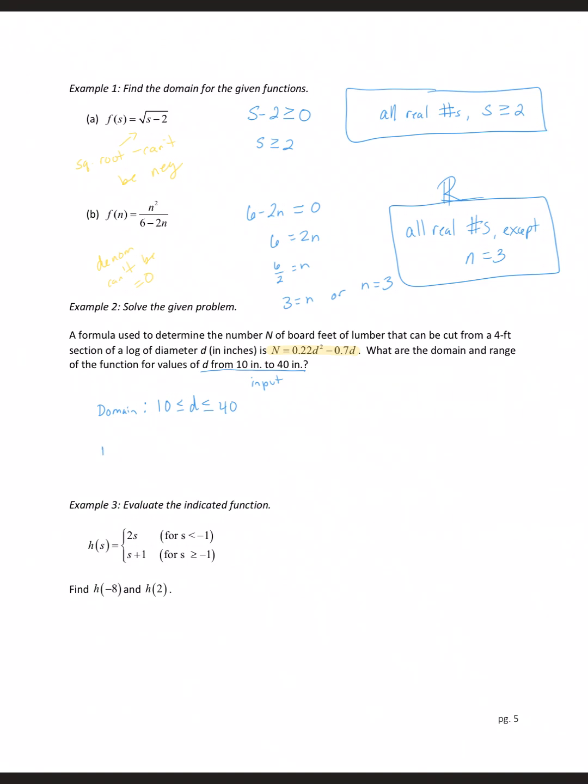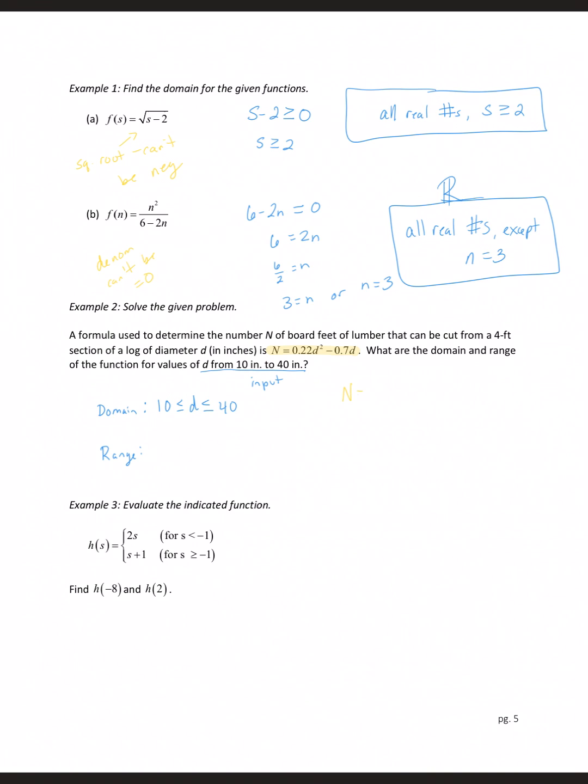Now this problem is also asking us to calculate our range values, meaning when we put these values in, what values are we getting out? So how do we do this? Right, we have to substitute in the domain. Now, you don't have to substitute every number between 10 and 40. We just need to find the biggest and the smallest. So we just need to simply substitute in the 10 and the 40 to find our smallest and our largest.